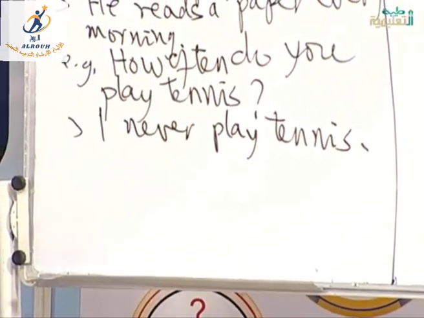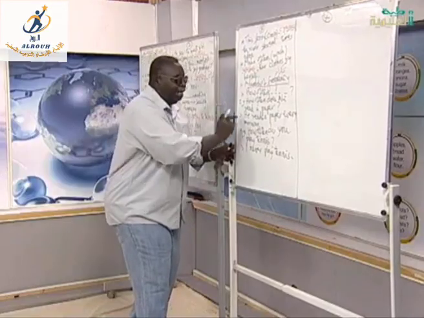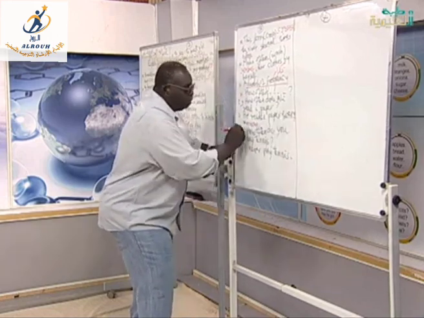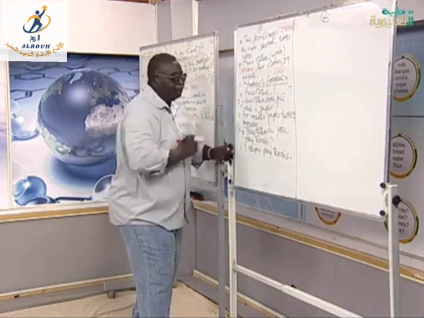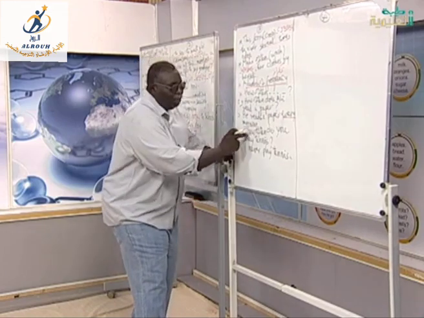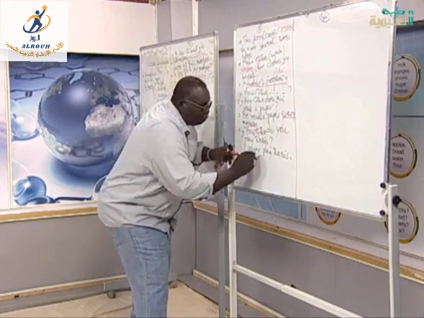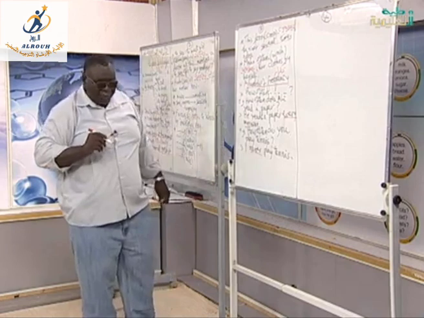The adverb frequency, yes, in the first example, how often does Ali read a paper? You say he reads a paper every what? Every morning. The adverb frequency comes at the end of the sentence. In the second example, how often do you play football? You say to me, I never play football. So here we can come to a rule which is very important.